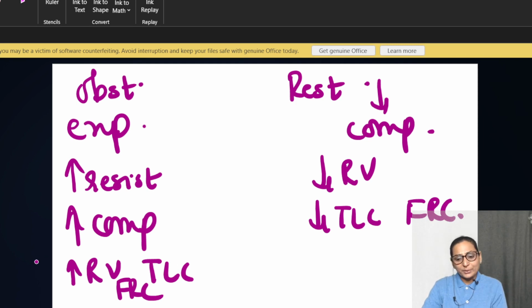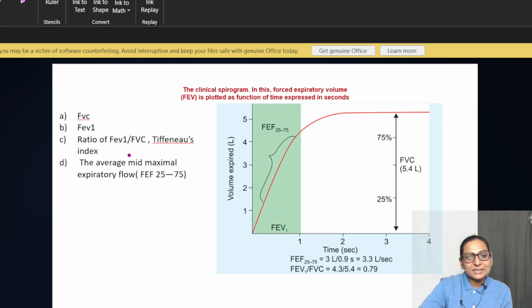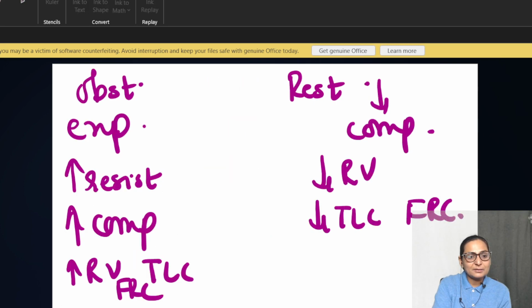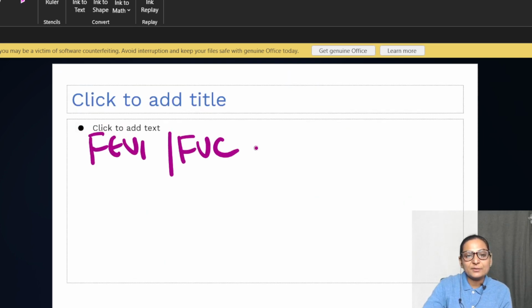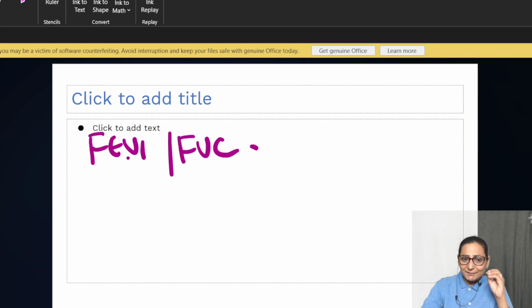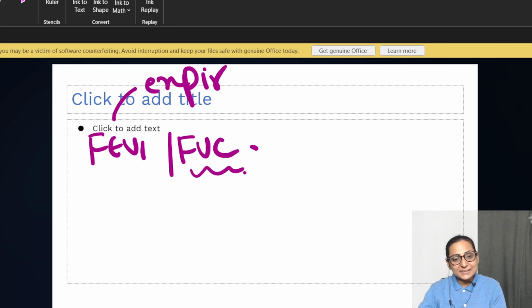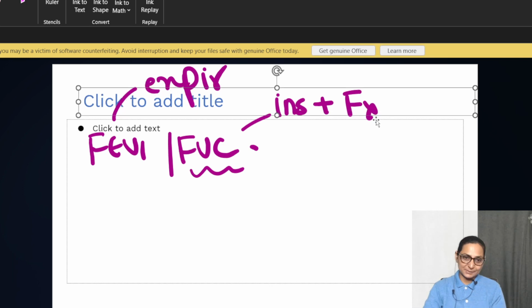But what is more important to be considered is what we call the Tiffeneau index, right? Your Tiffeneau index, that is FEV1 to FVC. That is the characteristic feature of the obstructive and the restrictive disease, that is the FEV1 to FVC ratio. So remember, when you consider FEV1, the numerator part, you are only considering the expiration. But what is FVC? It is the volume of air which is taken in and given out. So here you are considering both inspiration as well as expiration.